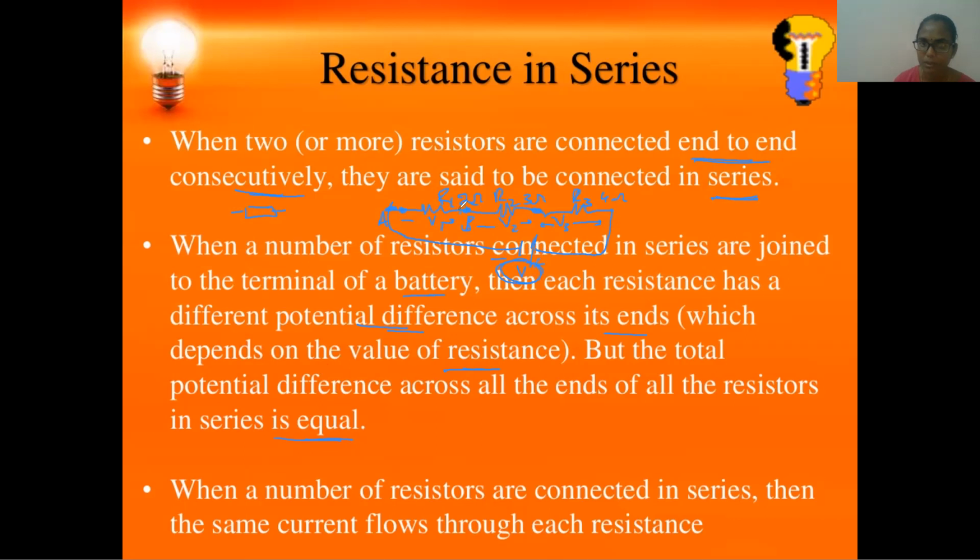But the potential across each individual resistance will be varied, so that V1 is not equal to V2, not equal to V3, we can write. Okay, like this we can write.